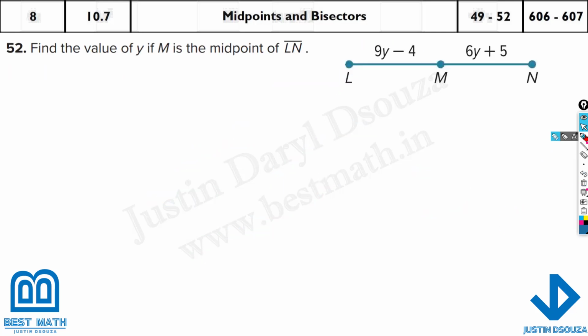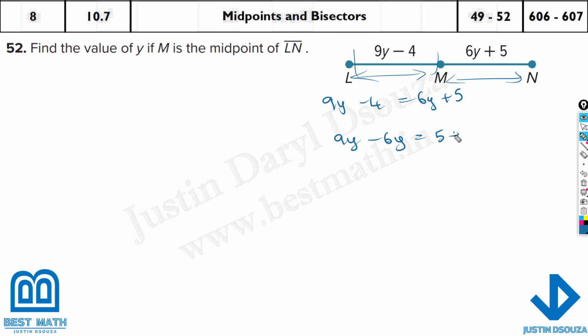And the last question we have, they have told M is the midpoint here. And what we need to do is find the value of y. So if LN's midpoint is M, then LM, this distance and this distance is equal. So we can write 9y minus 4 is equal to 6y plus 5. We can easily solve it. 9y is bigger, so it remains, whereas 6y is smaller, moves to the other side, and minus 4 to the other side will be plus 4. And we have 3y is equal to 9, y is equal to 3.